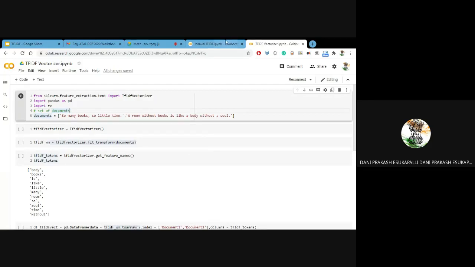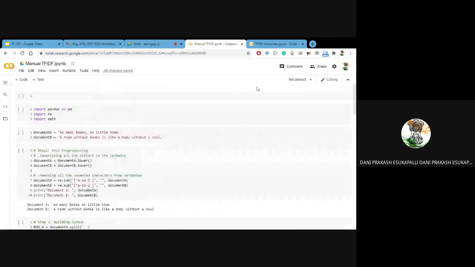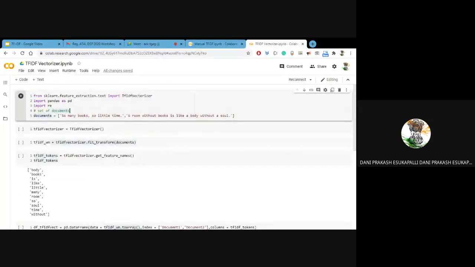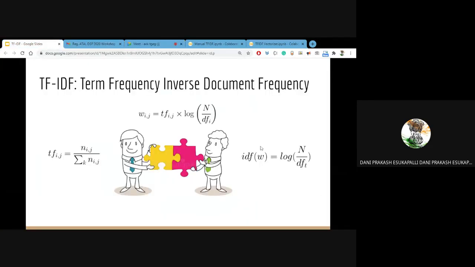You should not write it from scratch like this. If you want good accuracy, you should use the TfidfVectorizer. These notes will be sent to you. I'll stop sharing now. If you have any doubts, I'll answer them.